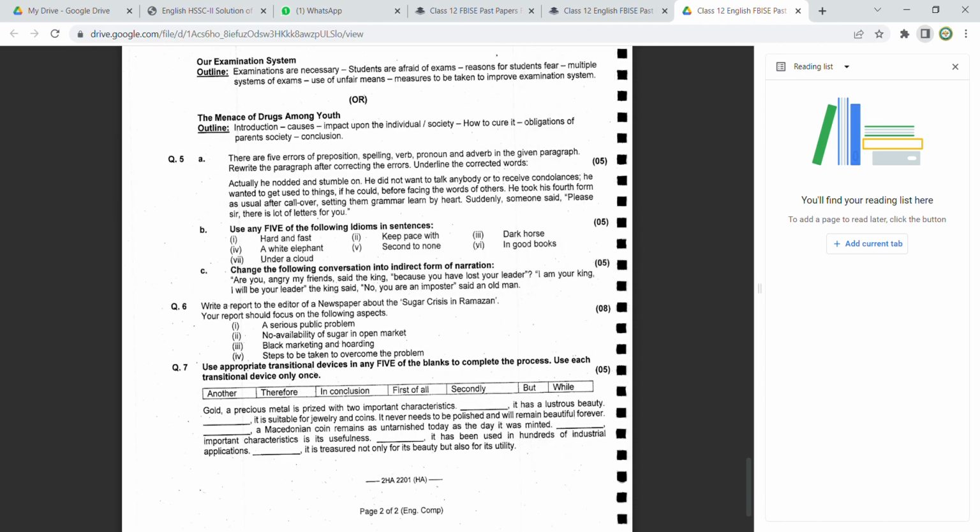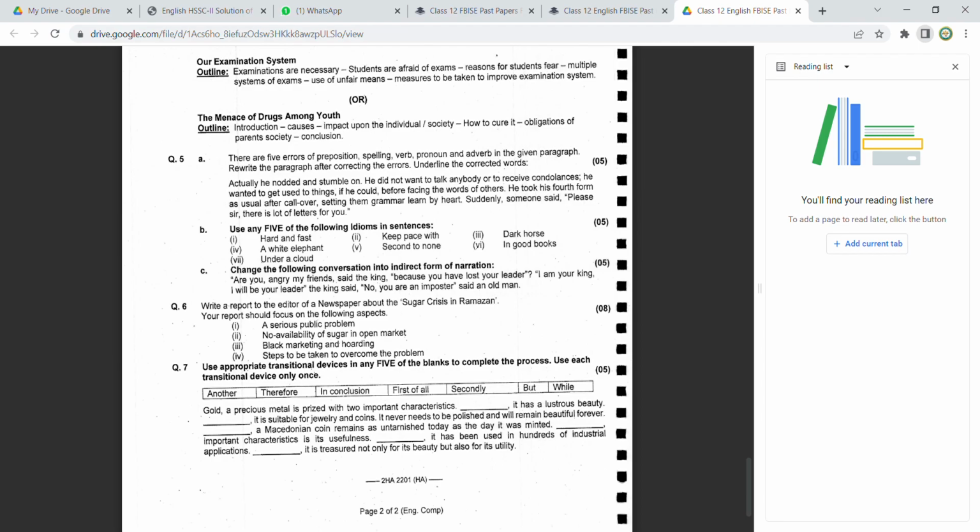Question number 6: write a report to the editor of a newspaper about the sugar crisis in Ramzan. This question carries 8 marks. It has 4 suggestion points, so keep in mind the proper pattern you have to follow for this.